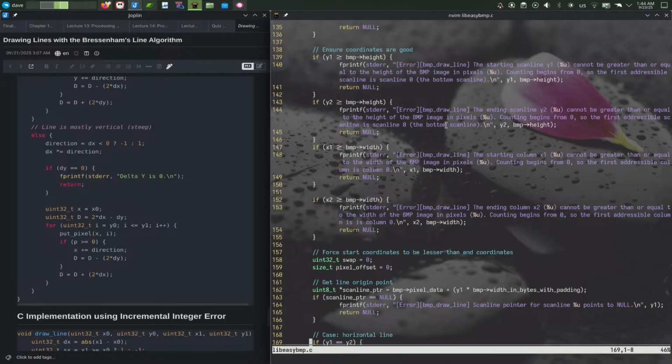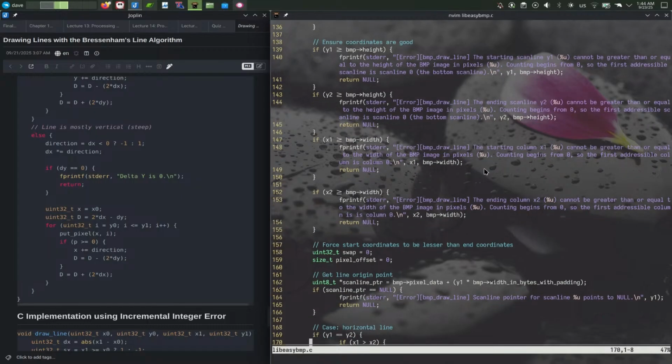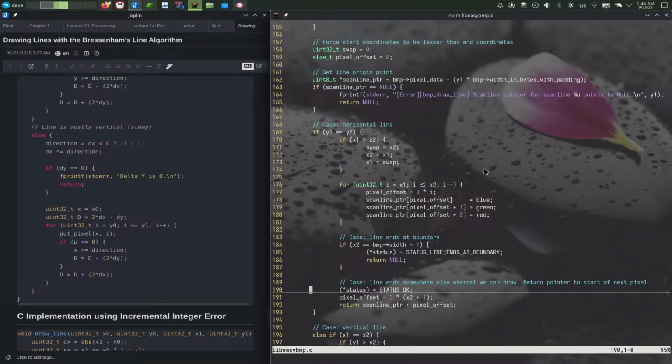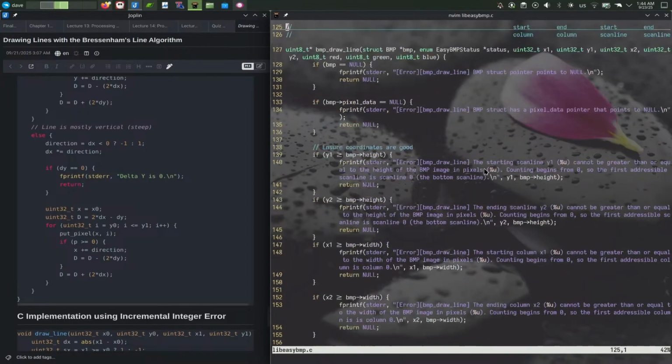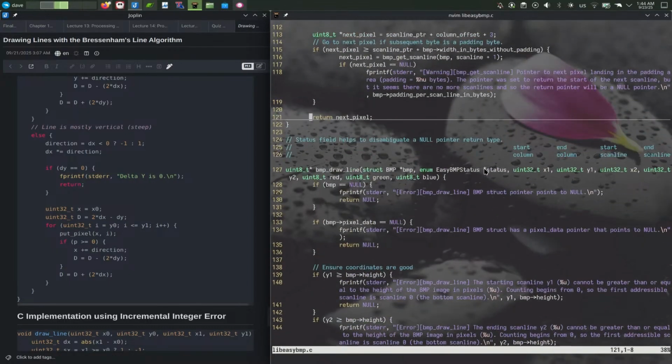Okay. So, I think this is good now. Oh, wait, no. Because, yeah, it's getting mad about the sign potentially changing, right? Now, I can't just go from unsigned to signed, because it's potentially too much.